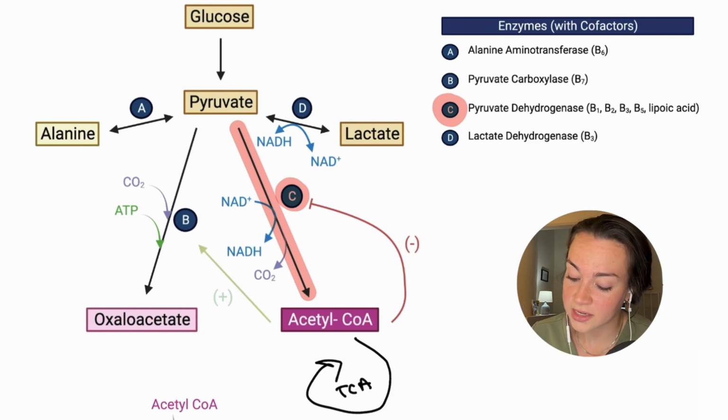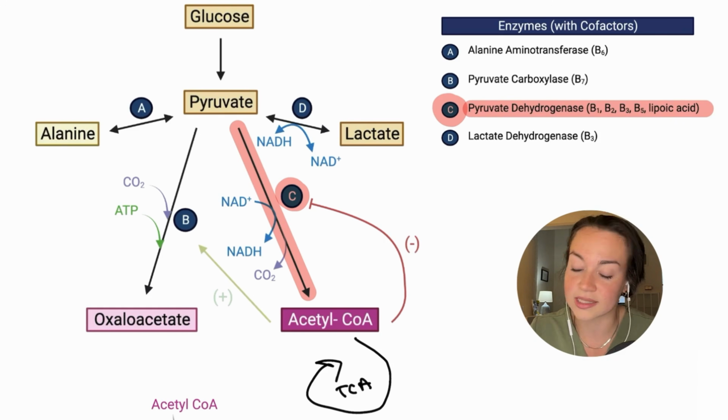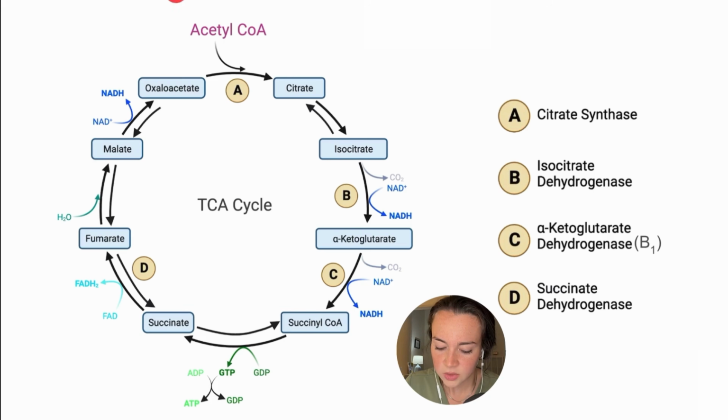And remember, the cofactors for that pyruvate dehydrogenase complex, or that massive enzymatic complex, were B1, B2, B3, B5, and lipoic acid. And so sure enough, there is our appearance by thiamine. So here's our TCA cycle, and the alpha-ketoglutarate dehydrogenase complex was enzyme C here, which turned alpha-ketoglutarate into succinyl-CoA. And that also required vitamin B1 as a cofactor.